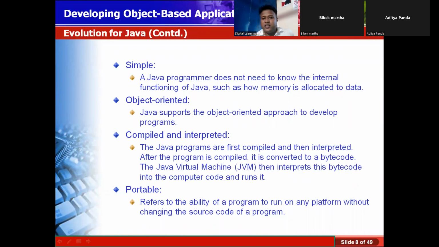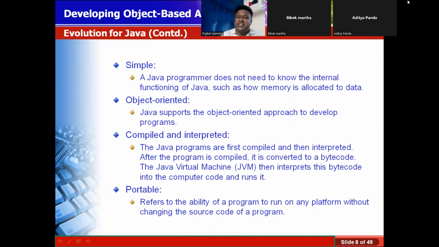So Java is simple. A Java programmer doesn't need to know the internal function of Java, how memory is allocated to the data. In C and C++ programs, memory allocation and deallocation can be performed by using the pointer concept. So here the pointer concept is totally removed. Memory management is done by using constructor and destructor.